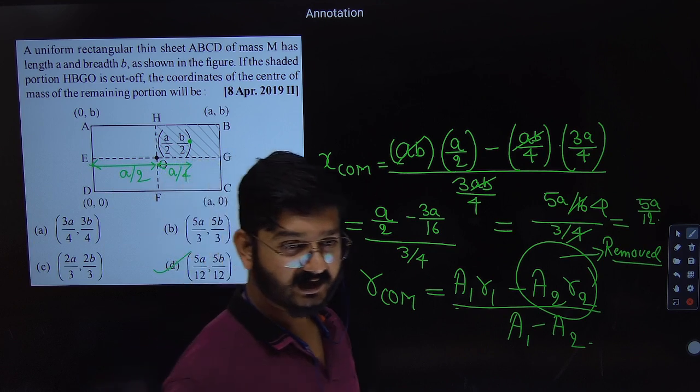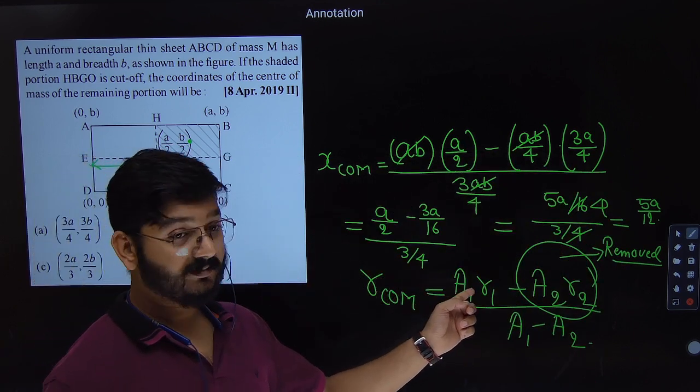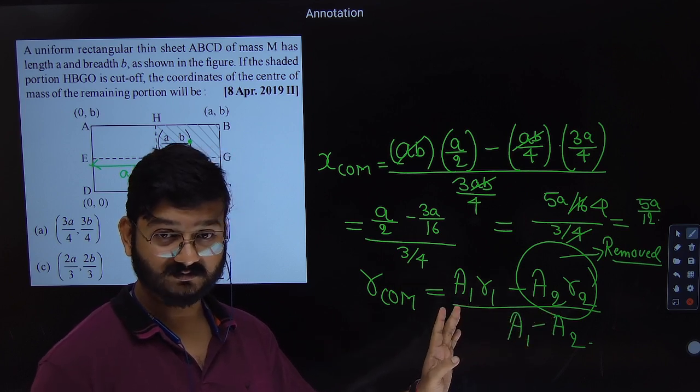I hope that you guys got a fair idea. So remember this: when area is given, don't use the mass thing. Use A1 x1 minus A2 x2 divided by A1 minus A2.